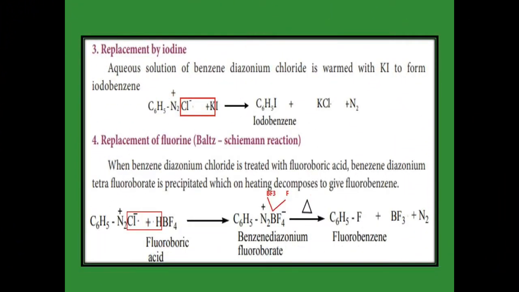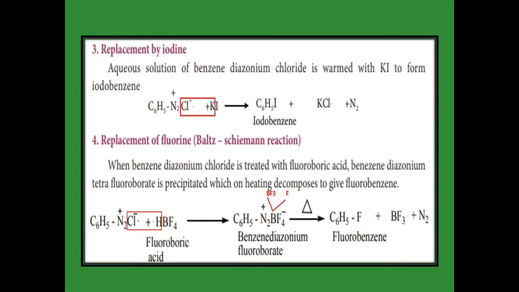Next one, replacement by iodine. For that, benzene diazonium chloride is warmed with potassium iodide. The potassium takes away the chlorine from benzene diazonium chloride and nitrogen is removed. We get C6H5I, that is iodobenzene.